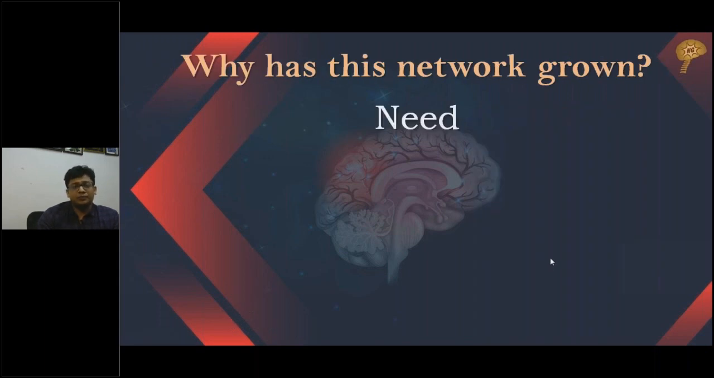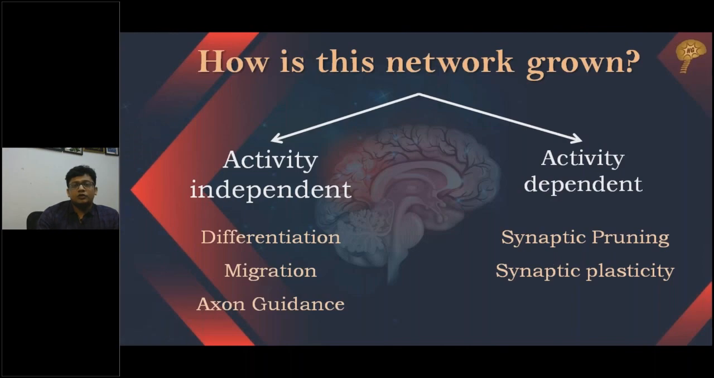Why has this network grown? It forms new network connections. How does this network grow? One is activity independent and one is activity dependent. Activity independent means it will grow irrespective of any activity, and that happens in stem cells: differentiation, migration, and axon guidance. This is the property of stem cells. The stem cell will grow, it does not require activity, but what is required is activity dependent growth. When you do an activity, new synapses, new synaptic plasticity develops. So you have the raw material, but to use that raw material, you have to do a lot of activity, repetition of tasks, or rehabilitation.